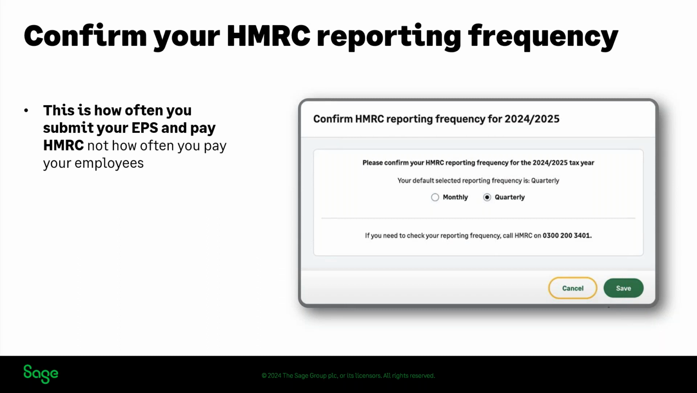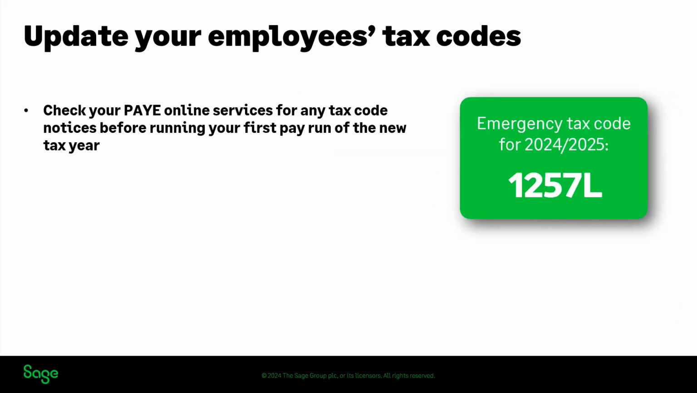Then confirm your HMRC reporting frequency by selecting how often you submit your EPS and pay HMRC. And please note, again, this is not how often you pay your employees. And also, please check your PAYE online services for any tax code notices before running your first pay run of the new tax year and update them as required.